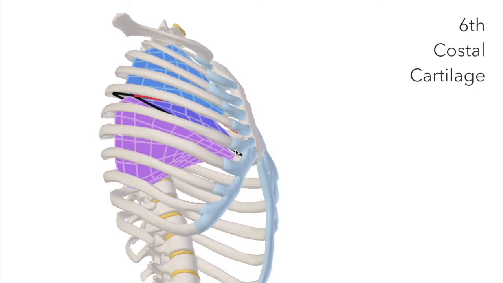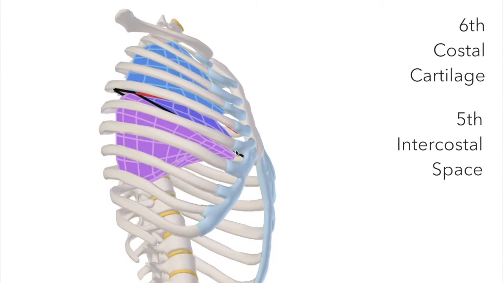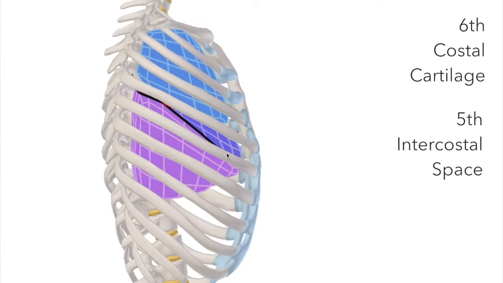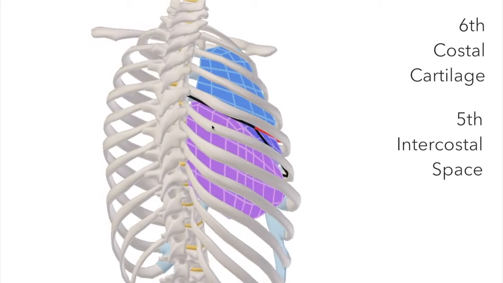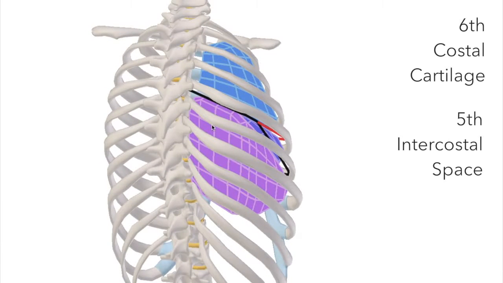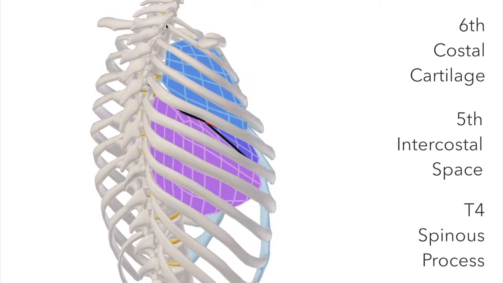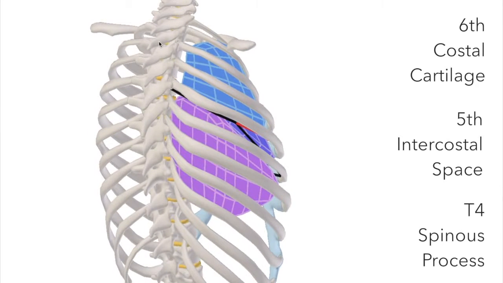That's great. It crosses the 5th intercostal space laterally. So that's the space between rib 6 and rib 5. And then it finishes around the spinous process of the 4th thoracic vertebra. So that's T1, T2, 3, 4, and there's its spinous process, and that's pretty close.